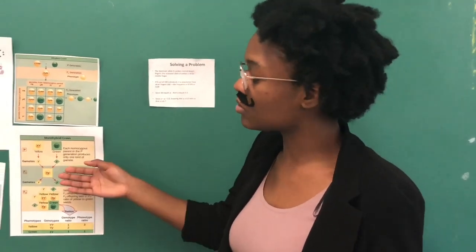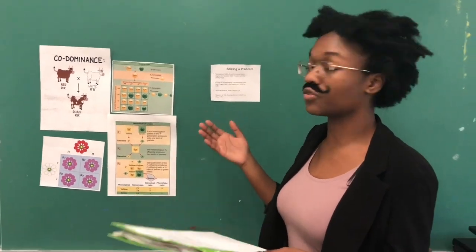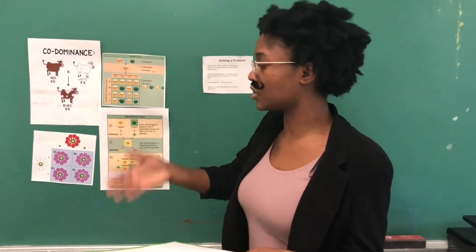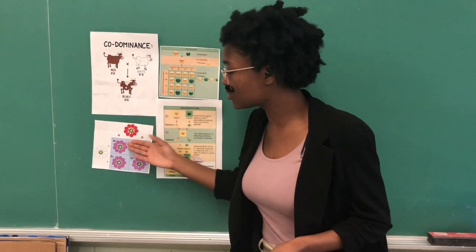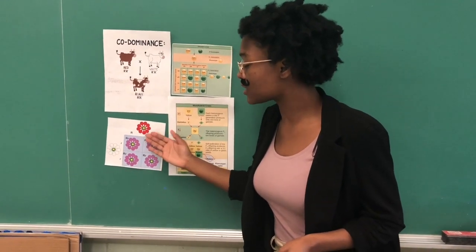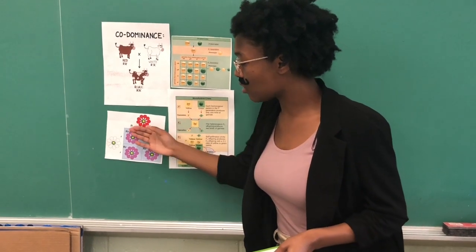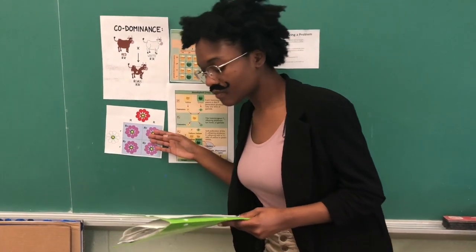Now, doing a Punnett square will help you figure out the frequencies and the probabilities of getting each genotype. In this one here, if you cross a homozygous recessive with a homozygous dominant, you get all heterozygotes. Hence, all of them have the same genotype, which is uppercase R, lowercase r.